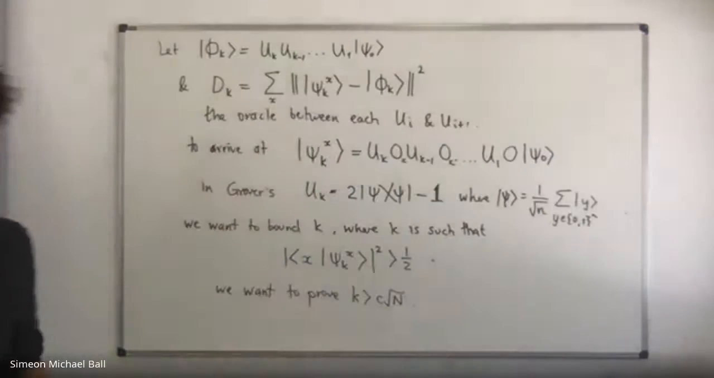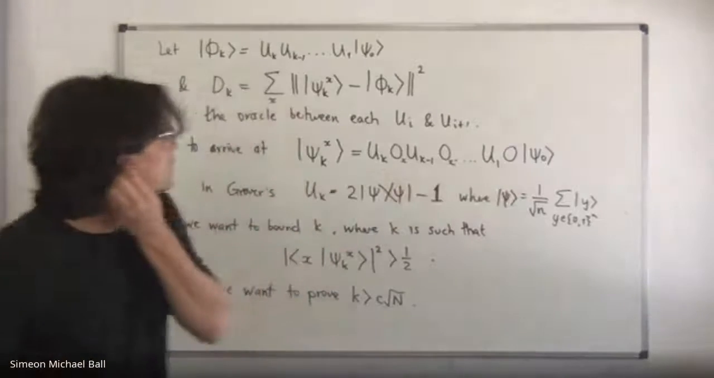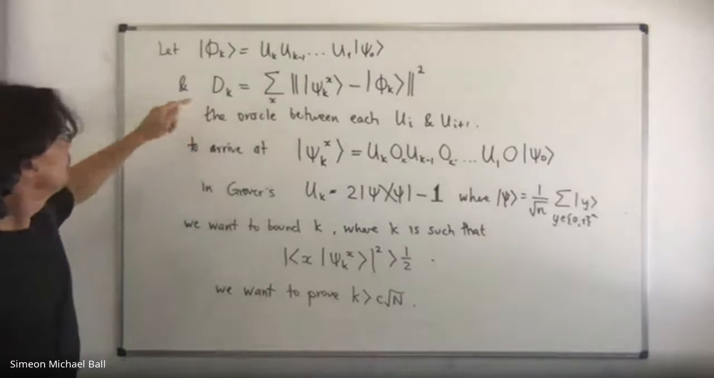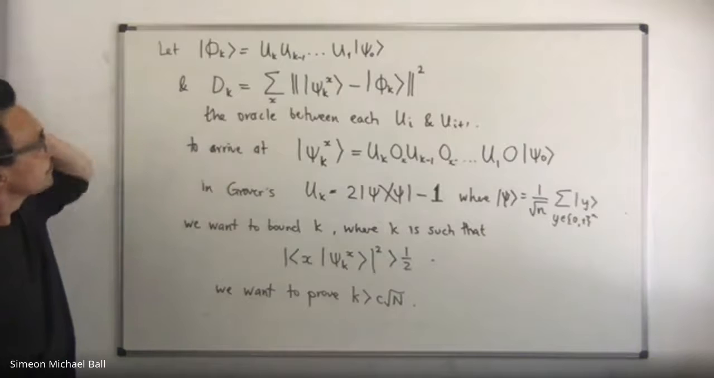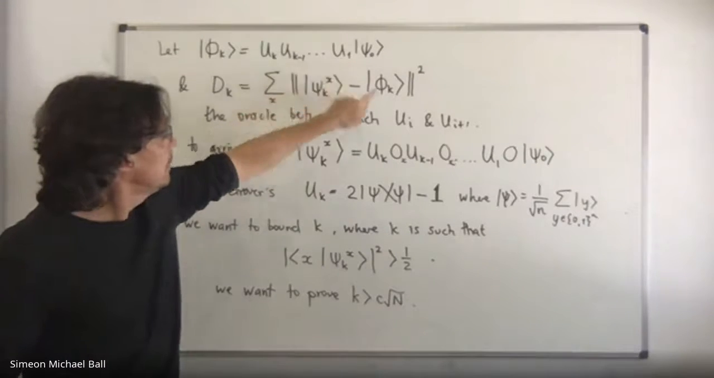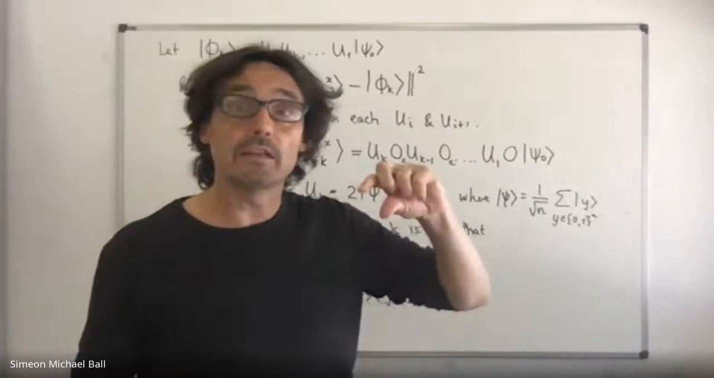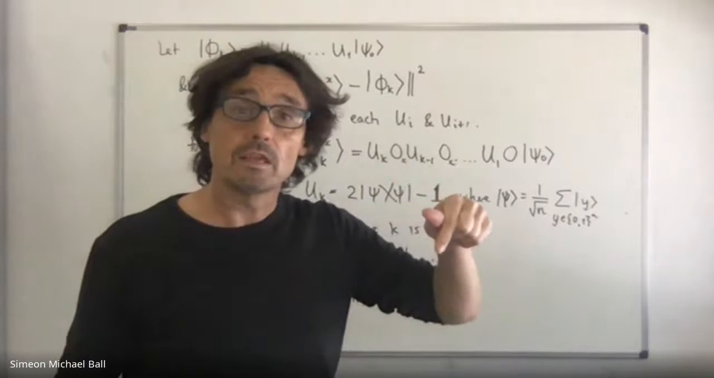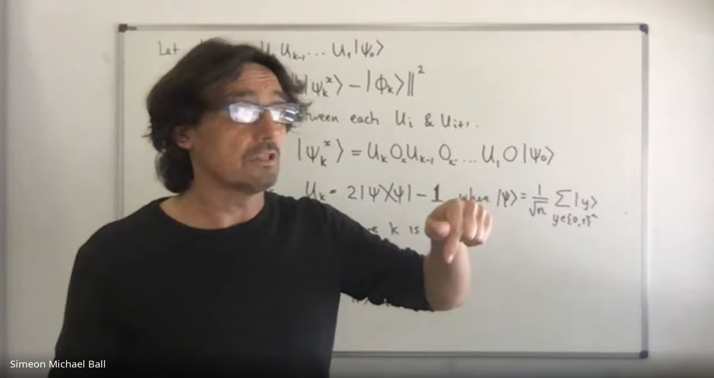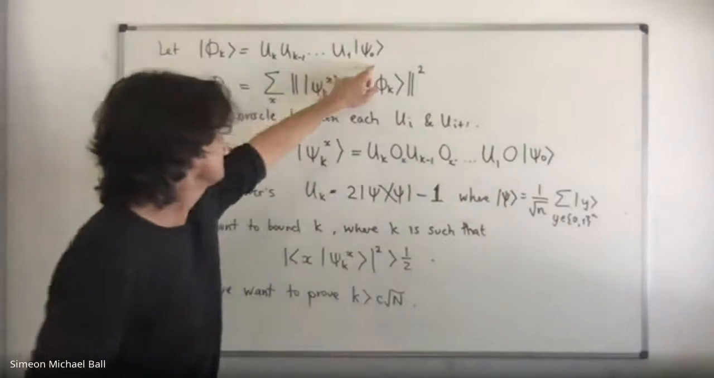So for your initial state, you apply the oracle to flip the sign of the x. What would happen here if we had k equals 1? Here we just have u1, and here we have u1 oracle applied to the initial state. All we've done is flip the coefficient, the amplitude, of the x in the computational basis, and then we've applied u1 to this one and u1 to that one.